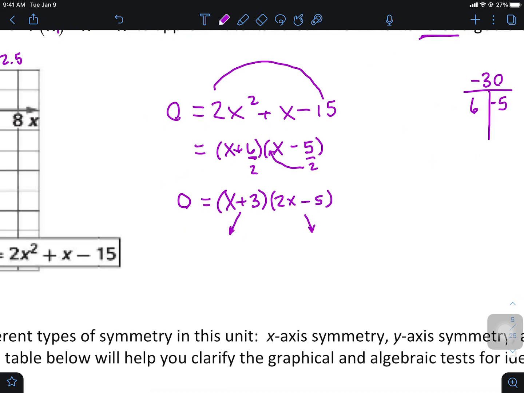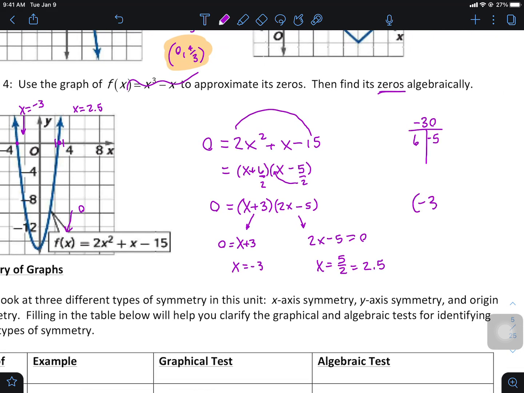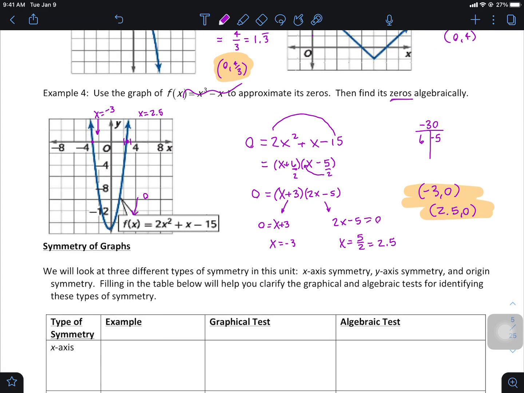Then after that, zero product property, set these guys equal to 0. You say x plus 3 must be 0, so x is equal to negative 3. And then you do 2x minus 5 equals 0. Then you add 5 and divide by 2. That's x equals 5 halves, or that's also 2.5. And then we can write those as ordered pairs: negative 3 comma 0, and then 2.5 comma 0. And there are your zeros. That's about it for that section.